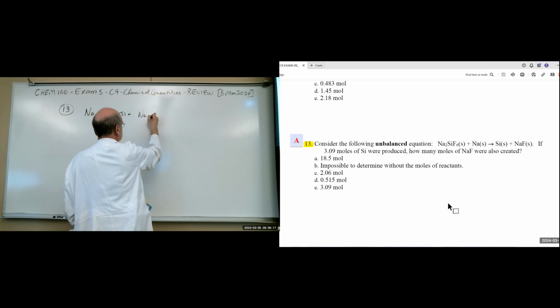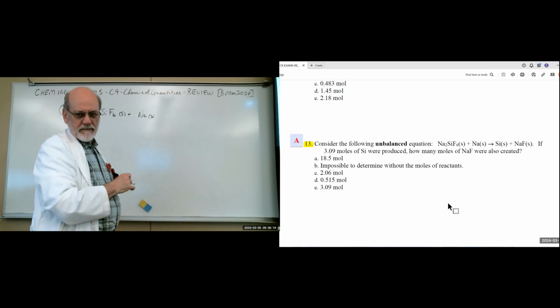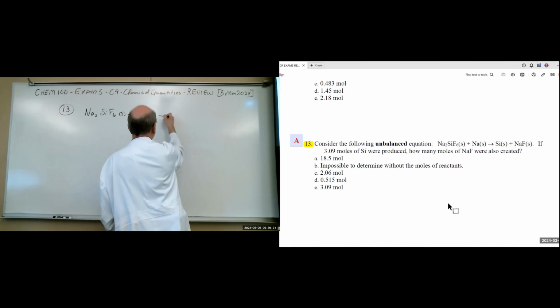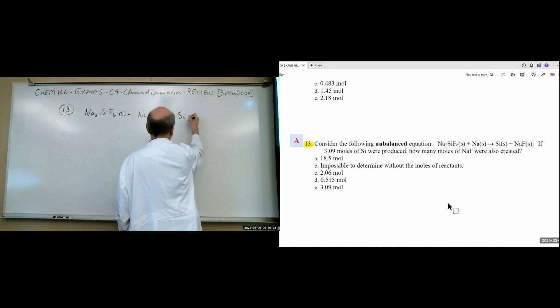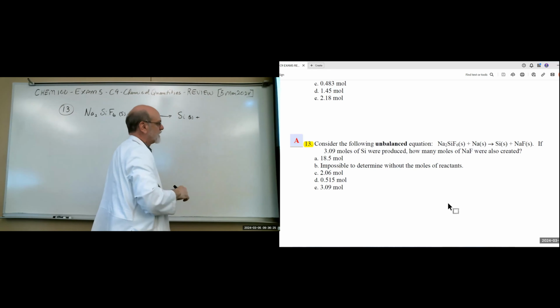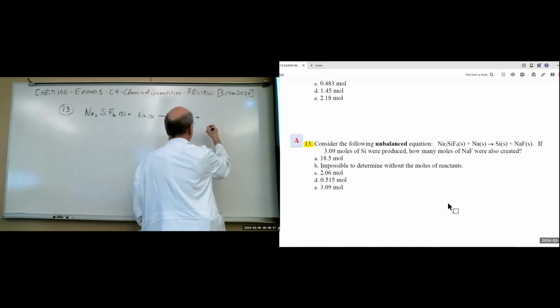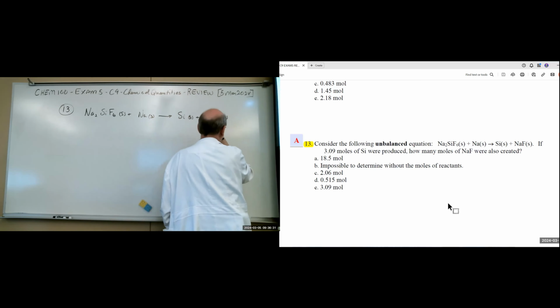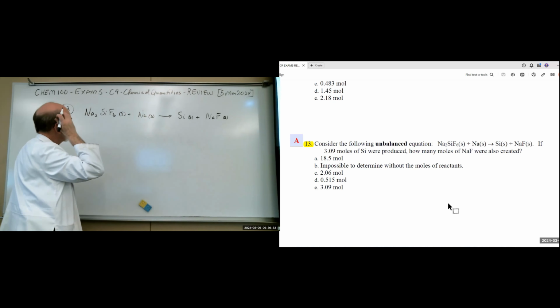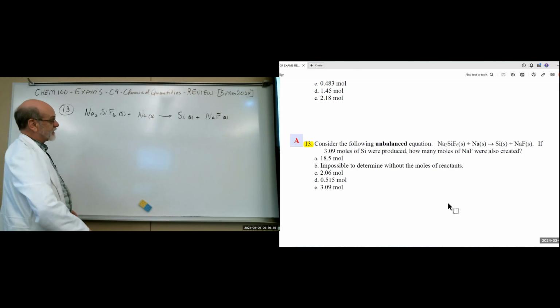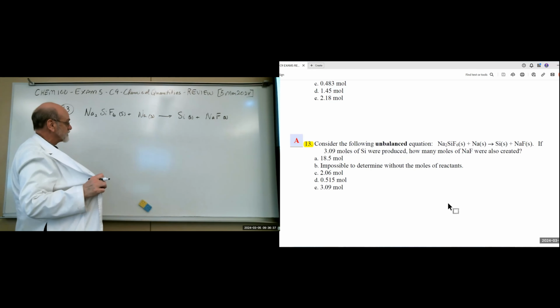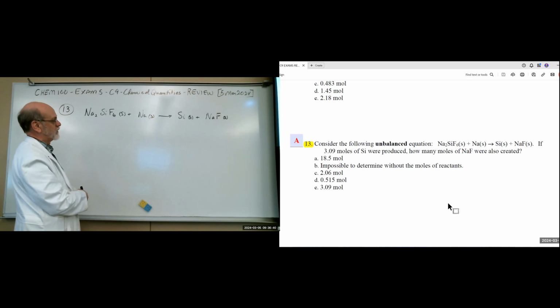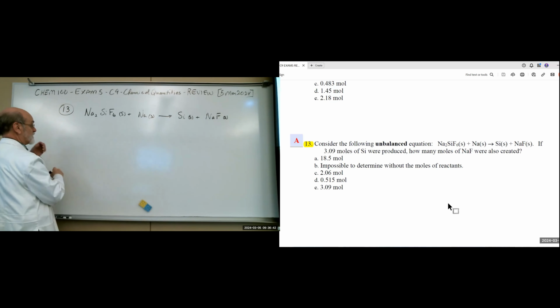Plus sodium, solid. Yep, makes silicon, plus sodium fluoride. Okay, we need to balance this equation. I think we can probably balance this equation. Well, let's do the budget. Yeah, I think that'd be safer.